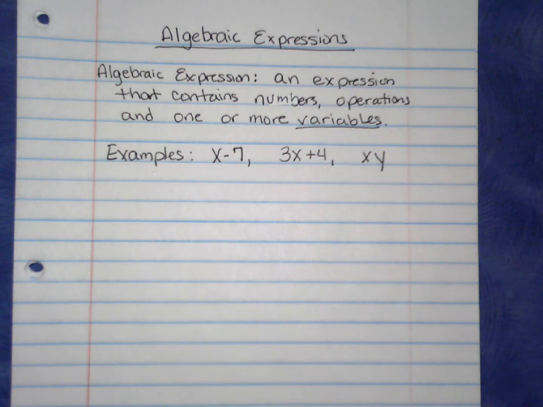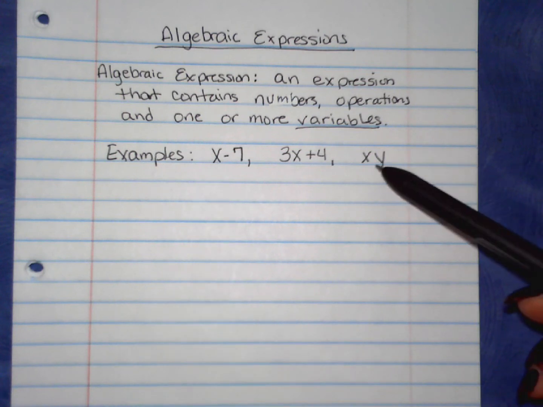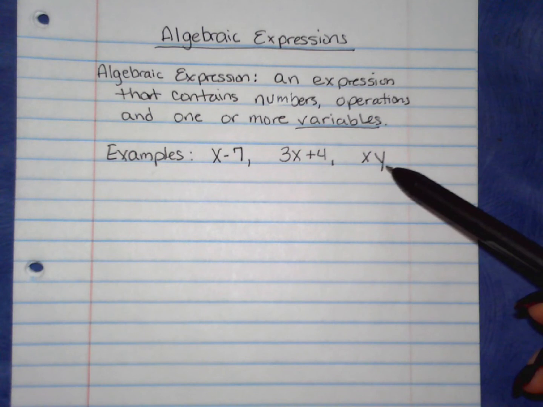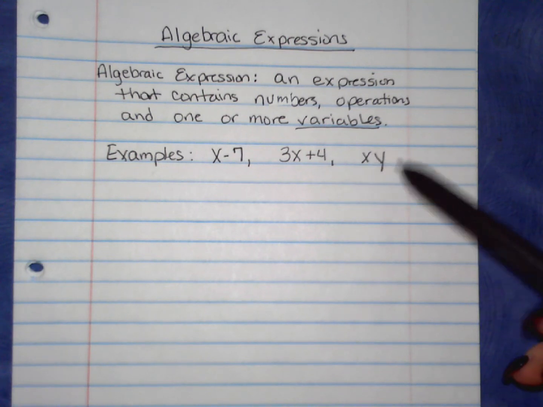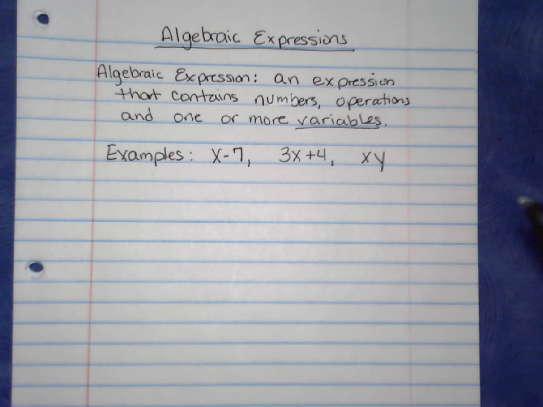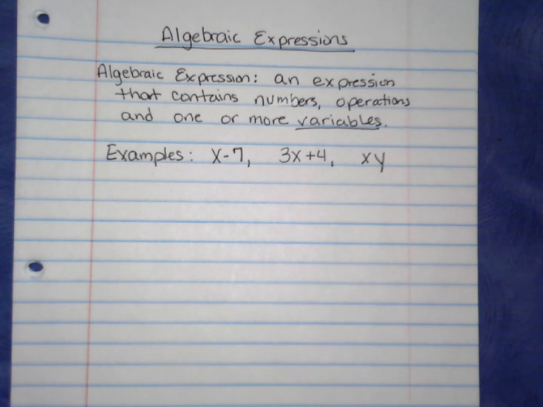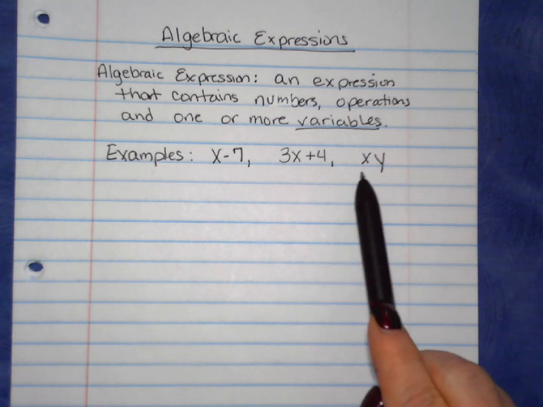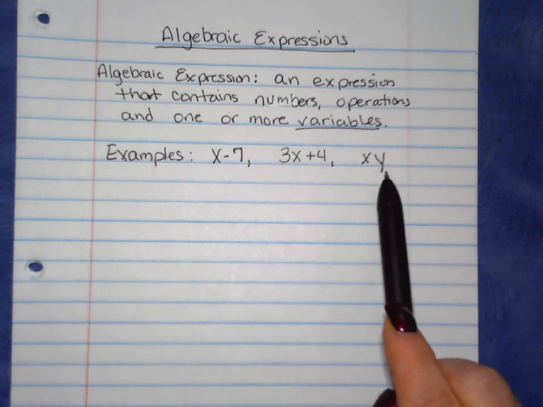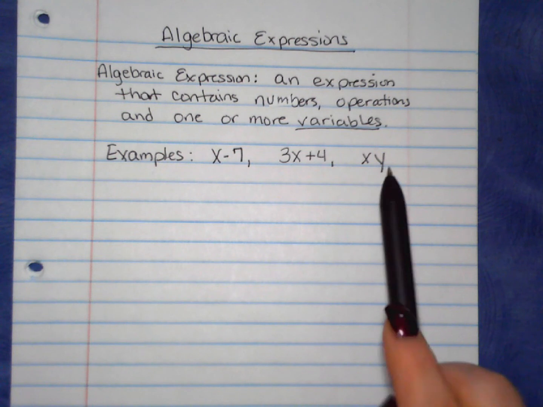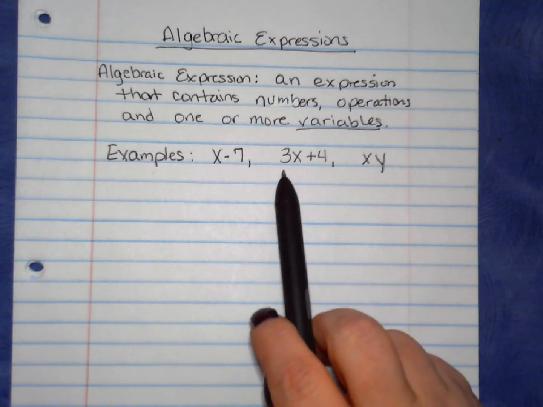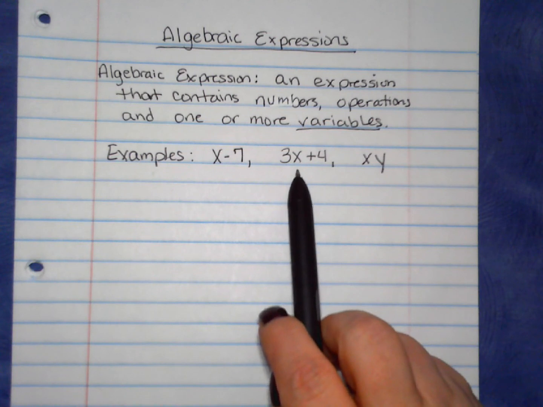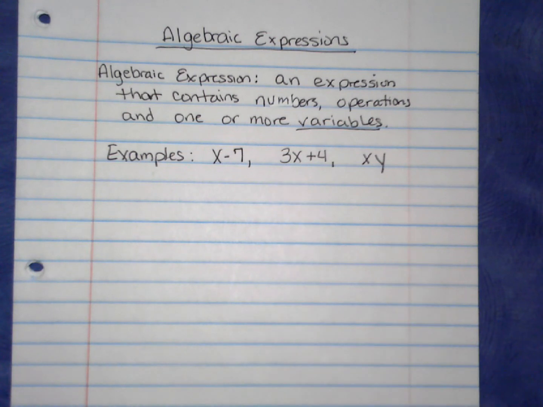Okay? And then over here I've got x and y. Those are variables, and remember there's a hidden 1 in front of each of those. And I also do have an operation. It's kind of hidden, but when I have two variables right next to each other, it means multiply. Just like if I had 3x, it's 3 times x. Okay? So those are some examples.